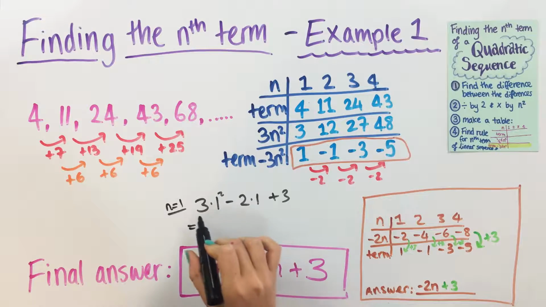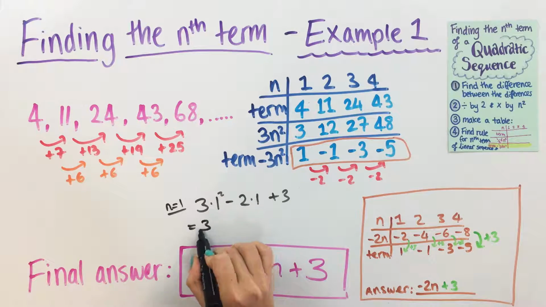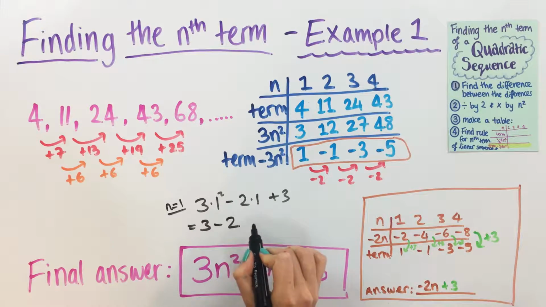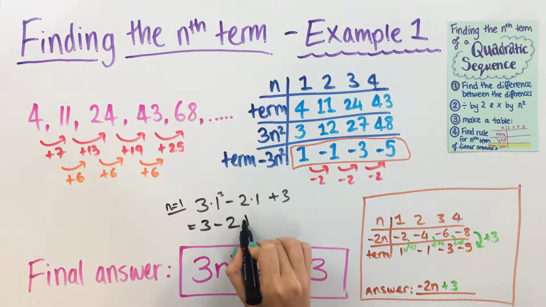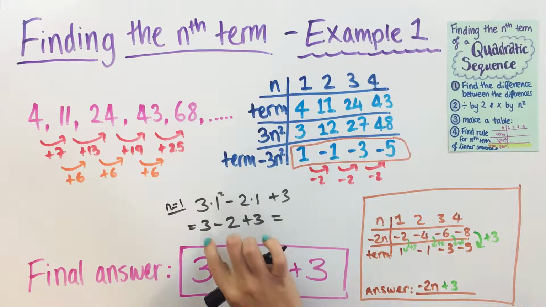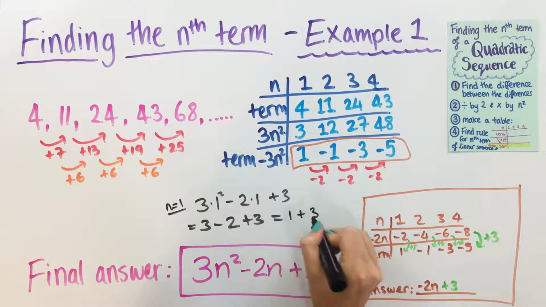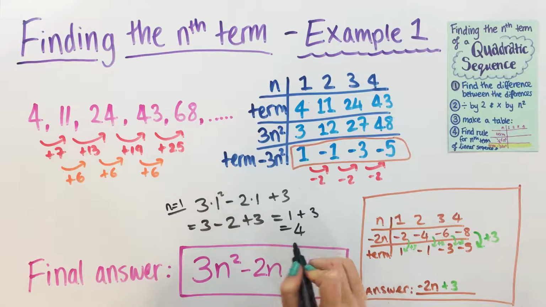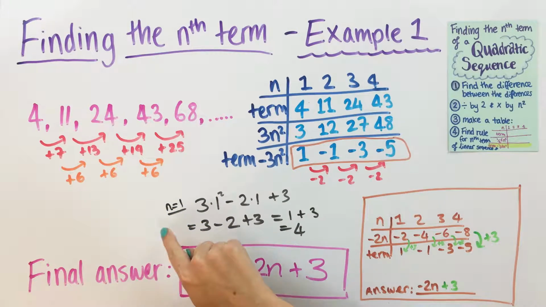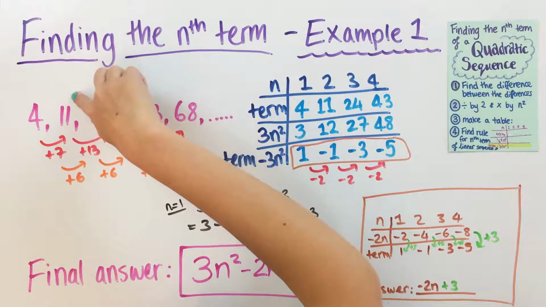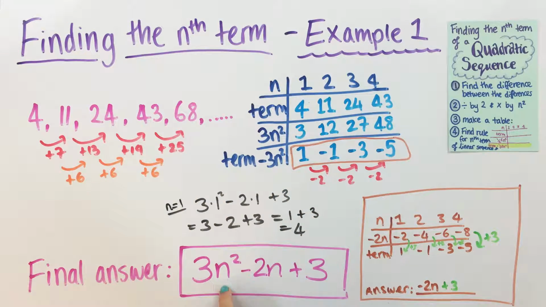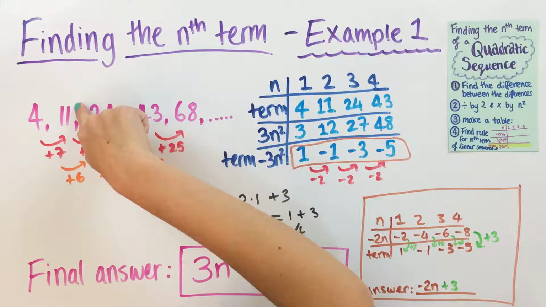So that equals 3 times 1 squared is just going to be 3. 2 times 1 is 2. So we've got 3 minus 2 plus 3. And this equals, so 3 minus 2 is 1, plus 3, which equals 4, which is exactly the answer we wanted. In an exam, you might want to check with one other n value, for instance, n equals 2, so you just substitute in n equals 2 here and see if you get 11 as your answer.